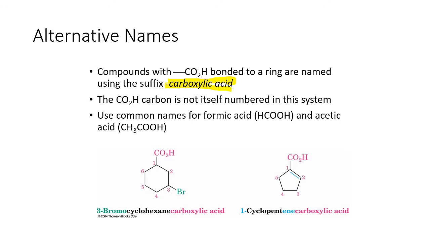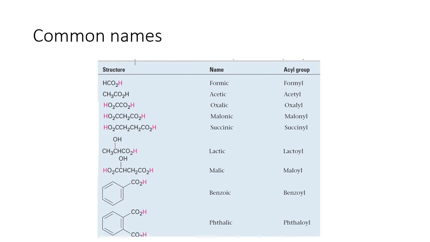Now let's look at the common names for carboxylic acids. We have, for example, formic acid, which is the simplest carboxylic acid, coming from formyl. We know formyl means one carbon, and we took the example of formaldehyde, which was an aldehyde. Now formic acid is just a one-carbon carboxylic acid compound. Acetic acid is a two-carbon carboxylic acid compound. Oxalic acid is actually two carbons that are both carboxylic acids attached to each other.